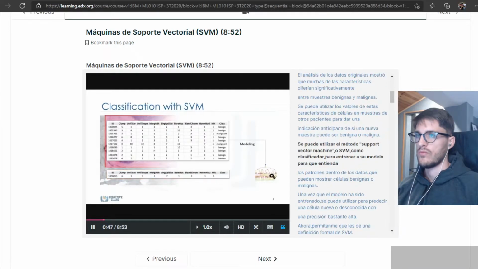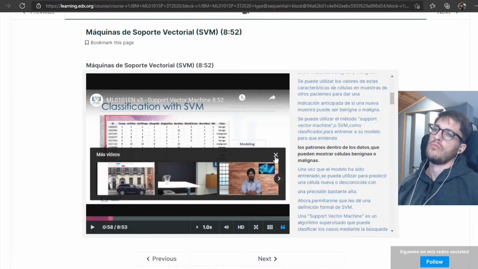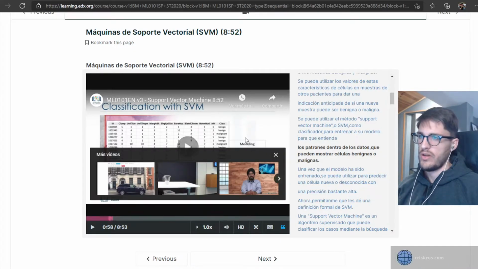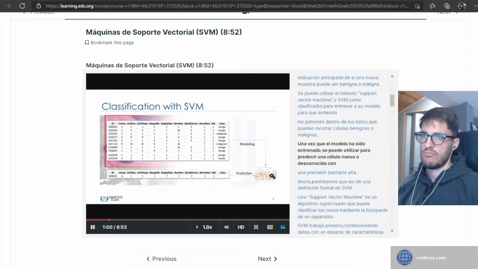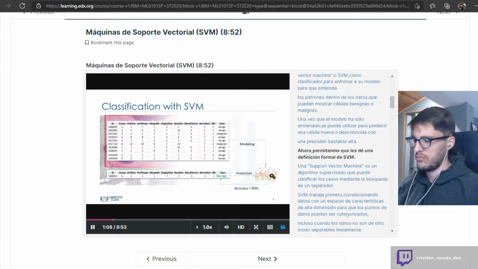You can use support vector machine, or SVM, as a classifier to train your model to understand patterns within the data that might show benign or malignant cells. Vale, clasificador, vale, eso, vale. Once the model has been trained, it can be used to predict your new or unknown cell with rather high accuracy. Now, let me give you a formal definition of SVM.